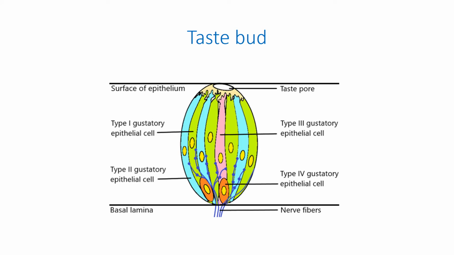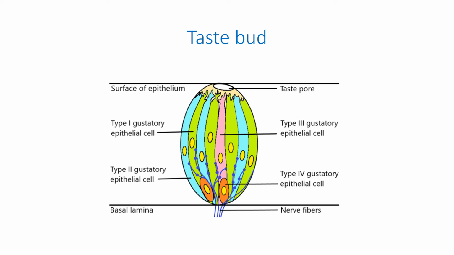The taste buds have an ellipsoidal shape, occupy the entire thickness of the epithelial layer, on the surface of which they open with taste pores. Each taste bud consists of 50 to 100 closely adjacent elongated gustatory epithelial cells with apical microvilli extending through the taste pore to contact chemicals in the oral cavity.